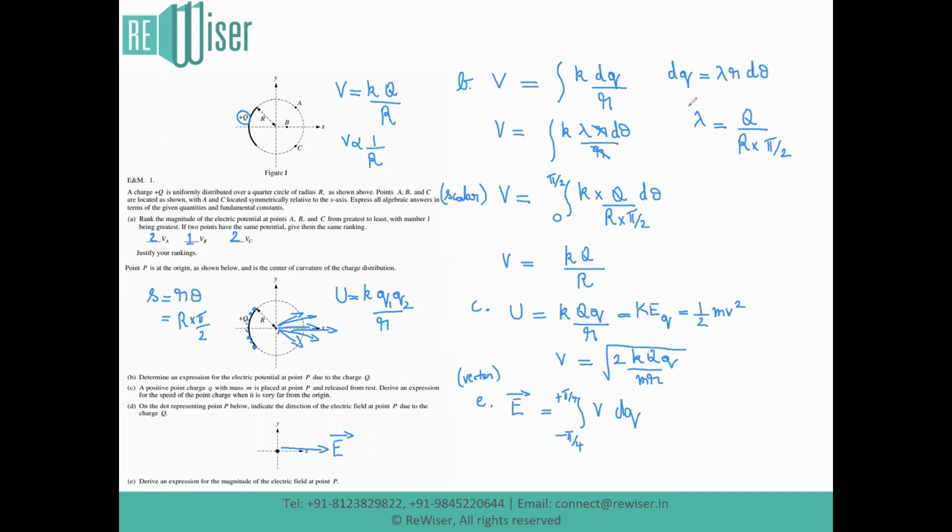Now, dq can again be substituted as lambda into R into d theta, where lambda is written as Q by R into pi by 2. Substituting and simplifying further, we get the value of electric field under these limits to be 2 root 2 divided by pi into K into capital Q divided by R square. This concludes the answer to the question.